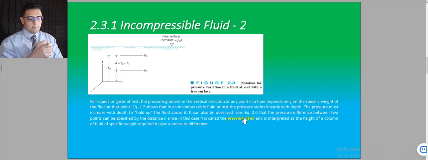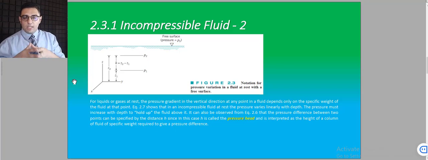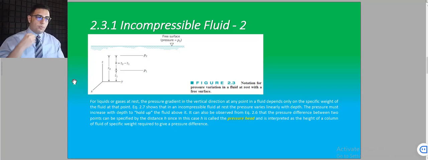Let me repeat it again. Pressure head is the height of a column of fluid of a specific weight required to give a pressure difference. To put it in a nutshell, pressure head is the height we require to maintain the pressure difference of the fluid.